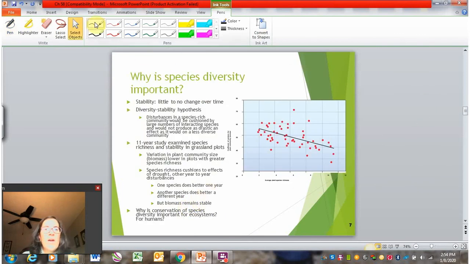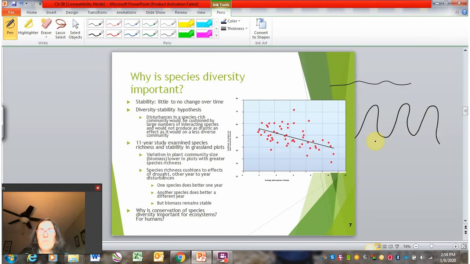So why do we care about species richness and species diversity? We have a reason to believe that diversity and richness in a community stabilizes it. Stability means that there's little to no change over time in a community. If you were to look at it over time, you would see maybe little minor ups and downs, but you don't see organisms dying and coming back and dying and coming back. You see a more gradual change.